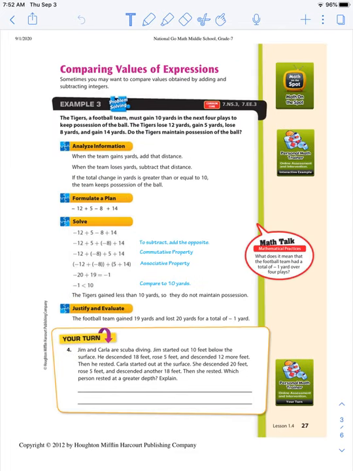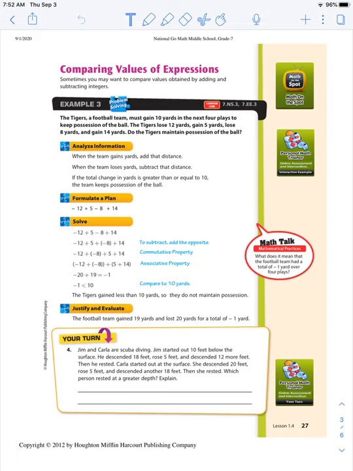All right, last example. The Tigers, a football team, must gain 10 yards in the next 4 plays to keep possession of the ball. If the Tigers lose 12 yards, gain 5 yards, lose 8 yards, and gain 14 yards, do they maintain possession of the ball? So we want to know if losing 12, gaining 5, losing 8, and gaining 14 is less than or greater than 10 yards.